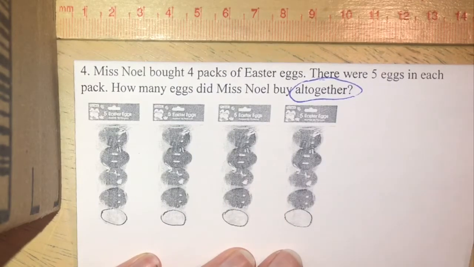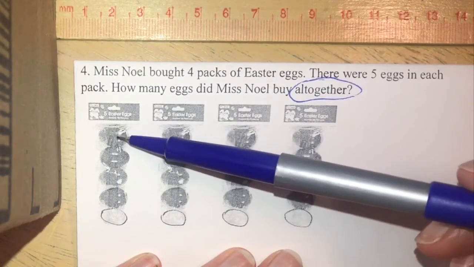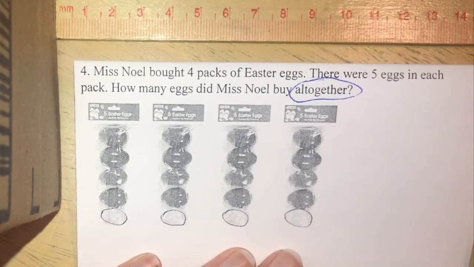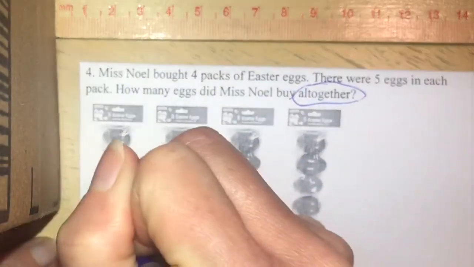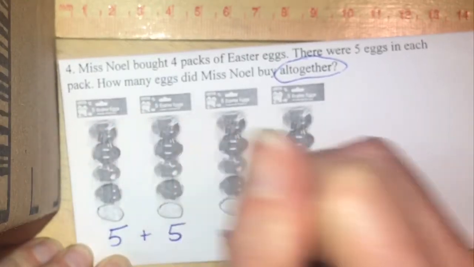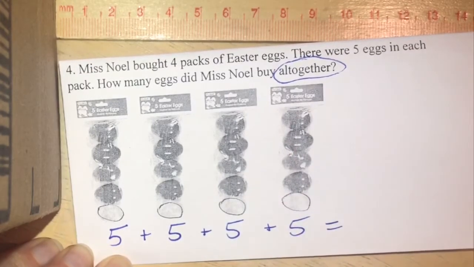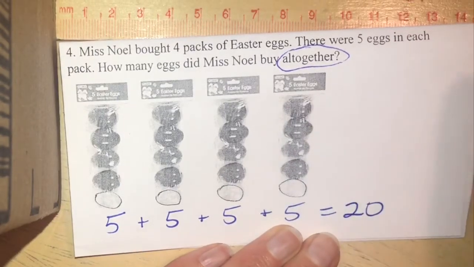We can use this picture to help us. Here are the 4 packages of Easter eggs, and inside of each package, there's 1, 2, 3, 4, 5 eggs, just like the problem describes. So what we can see is that we're not adding 4 plus 5. What we're actually adding is the number 5 4 times. So we're adding 5 plus 5 plus 5 plus 5. And I'm just going to count by 5s, 5, 10, 15, 20. So the total number of Easter eggs was 20.